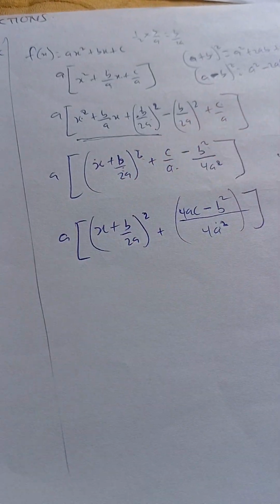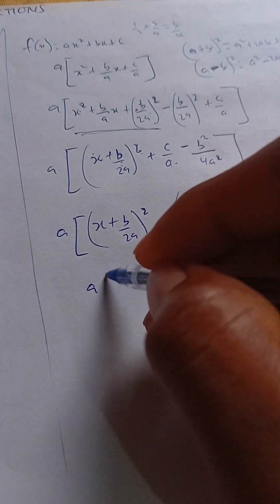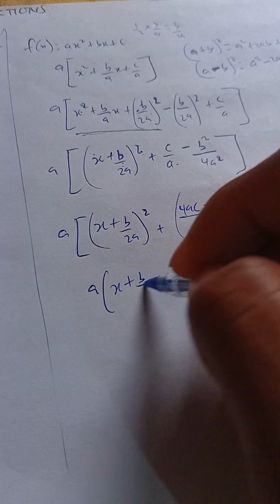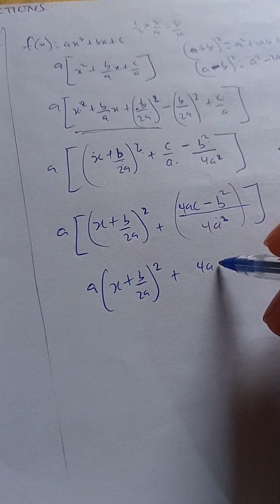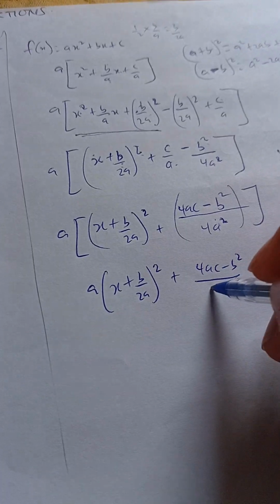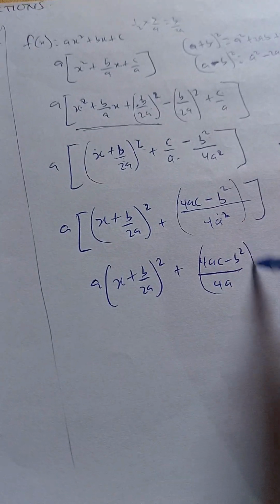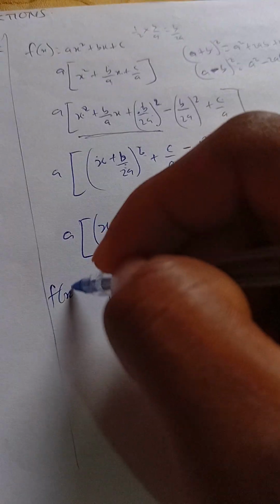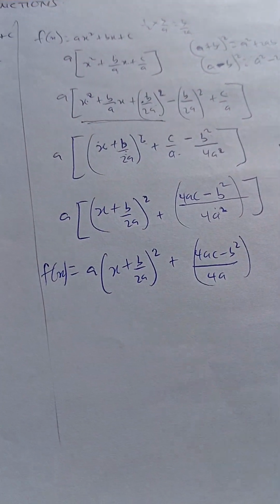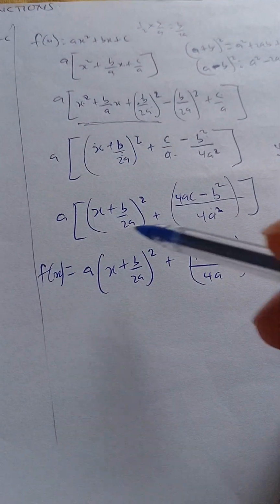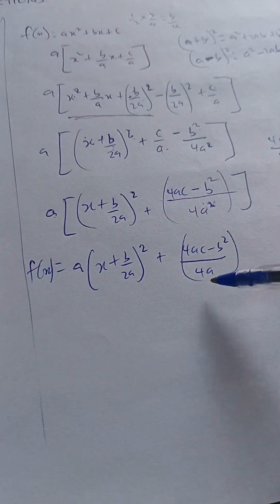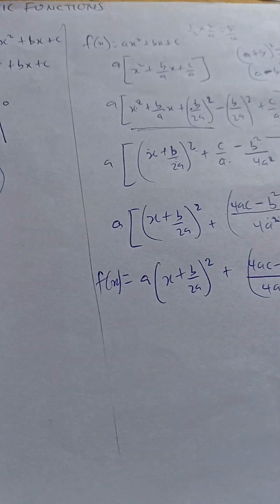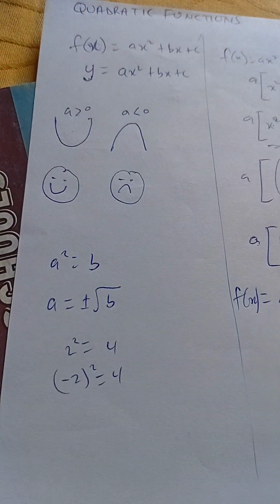Now let's multiply back with our a. So a is going to multiply the first bracket, we get this. Then the second bracket, we get that. So this is our function. We have completed the squares. When this a multiplies this, it cancels one of the a's. That's why I see 4a here. Now let's get back to this.